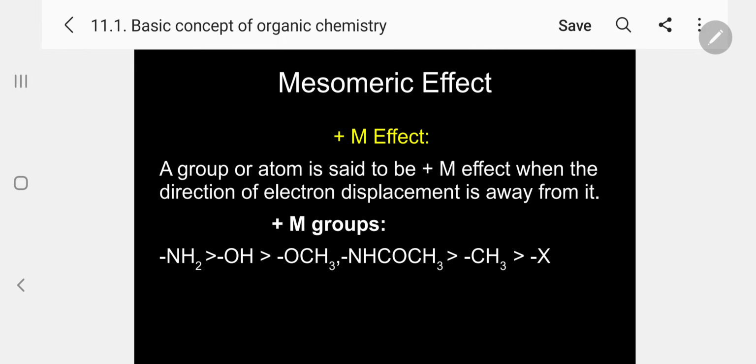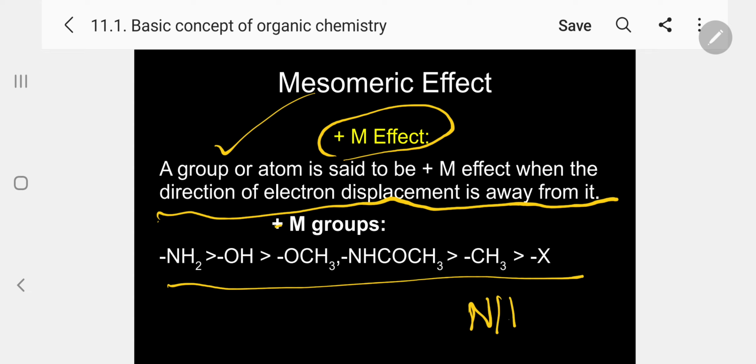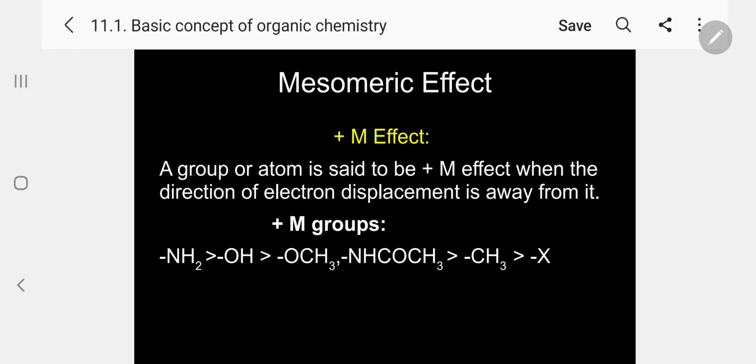Actually, I am giving the groups. Kindly follow, my dear student. This you have to memorize in order to give the answer. This is +M effect. What is that? A group or atom is said to have +M effect when the direction of electron displacement is away from the group. From the group it is moving. Say for example NH2, kindly follow, there is a lone pair. So the lone pair is donating. Electron is moving from the group. Same way OH, OCH3 like this. But what is the important duty? The order you have to know. So NH2 greater than OH greater than OCH3.